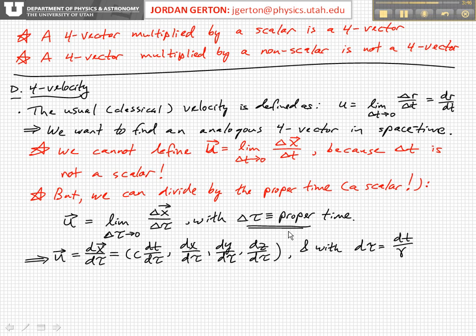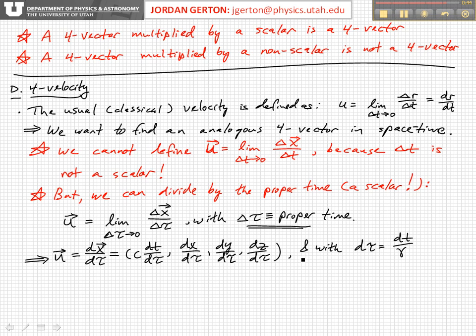Okay, so now plugging in the expression for the 4 displacement and using differential form, we find that the 4 velocity is equal to the derivative of the 4 displacement in proper time, which is equal to c times the derivative of time with respect to proper time, the derivative of x with respect to proper time, the derivative of y with respect to proper time, the derivative of z with respect to proper time, and these are all the components of the 4 vector.